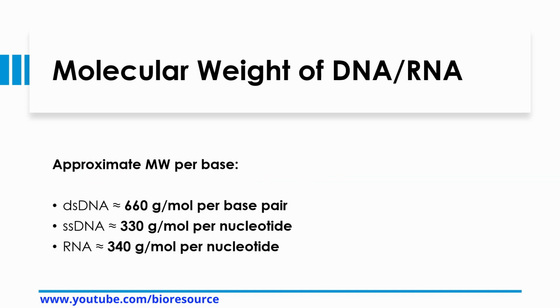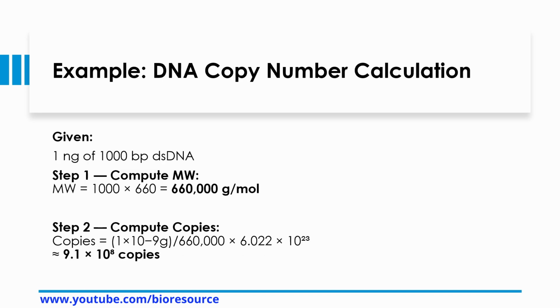The approximate molecular weight per base of DNA or RNA: for double stranded DNA, it is approximately 660 grams per mole per base pair, for single stranded DNA approximately 330 grams per mole per nucleotide, and for RNA it is 340 grams per mole per nucleotide. For example, 1 nanogram of a 1000 base pair double stranded fragment contains roughly 9 into 10 to the power 8 copies. This helps set up qPCR standards accurately and ensure precise quantification.